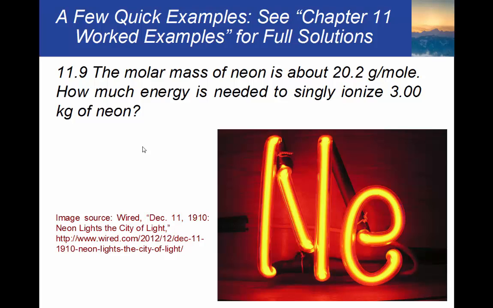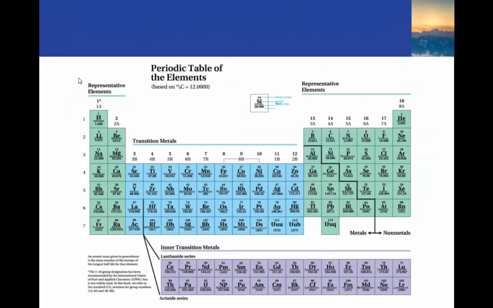Okay, let's take it up one more level. This is sort of the most difficult level of thing that we would do with these ionization energies. The molar mass of neon is about 20.2 grams per mole. So how much energy is needed to singly ionize 3.00 kilograms of neon?